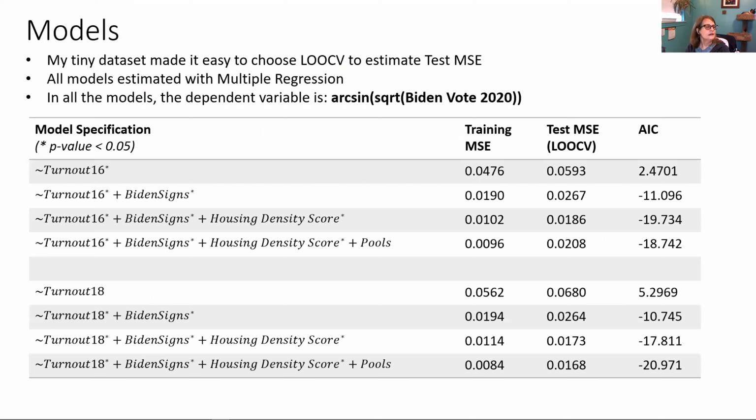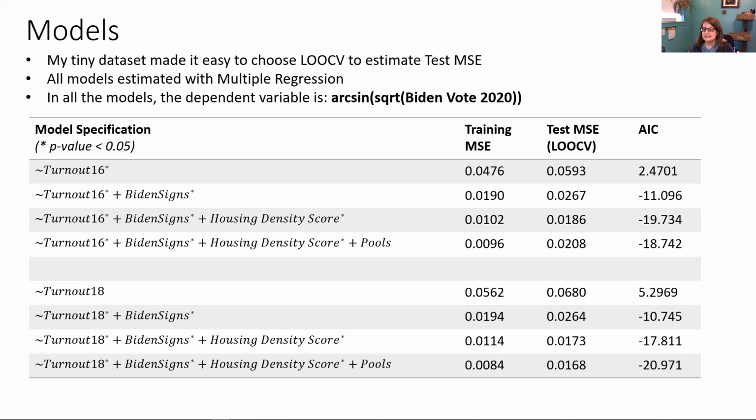Okay. So this is what I did. I used multiple regression. I have a tiny data set, so I used leave one out cross-validation to estimate the test MSE. In all the models, the dependent variable is that arcsine transformation, 2 times actually the arcsine transformation of the Biden vote. I've put stars on all the variables that were significant when I initially estimated these models. I just gave you that they're significant at the 0.05 significance level.